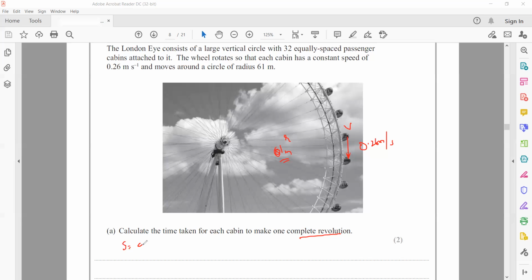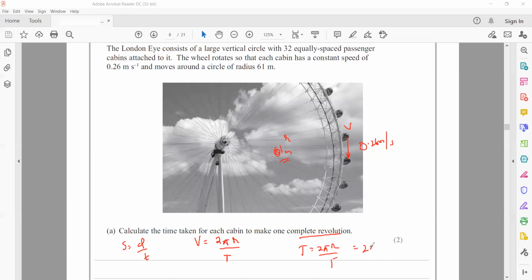So the speed is equal to distance divided by time. The distance traveled will be equal to the circumference, which is 2 pi r, divided by time. That is, we are finding the time period, because when an object moves one complete rotation, the distance traveled will be the circumference. So time is equal to 2 pi r divided by v.